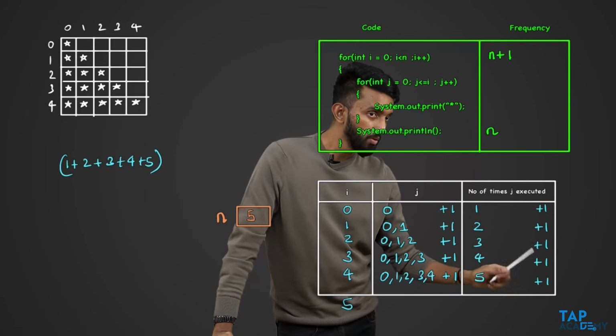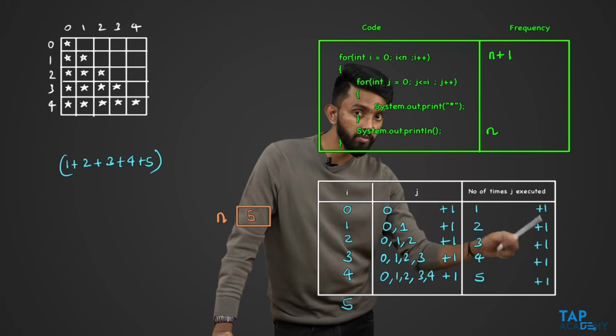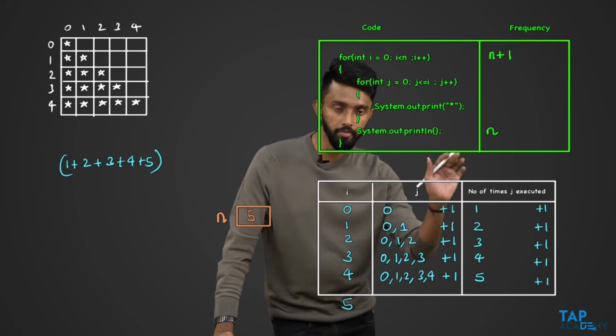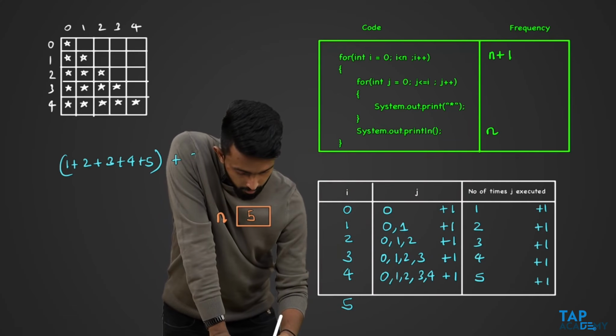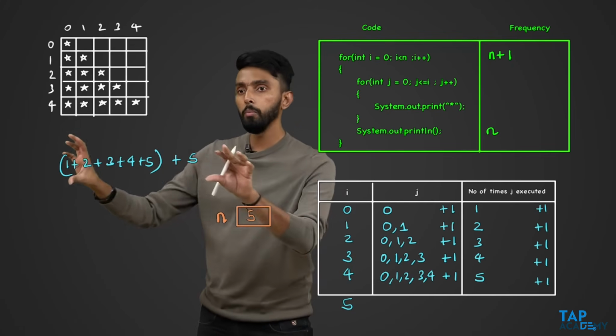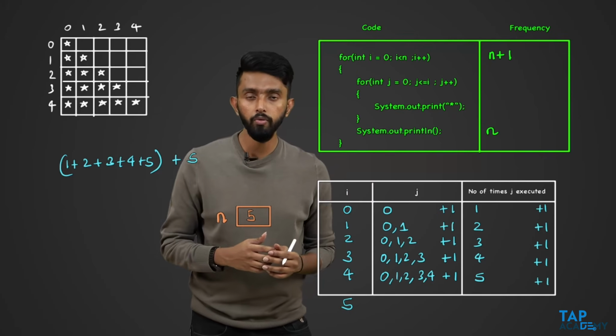Plus 1, plus 1, plus 1, plus 1, plus 1. How many plus 1s? 5 ones. 5 ones means 1, 2, 3, 4, 5. So one more additional 5. These are the total number of times that J is looping for.